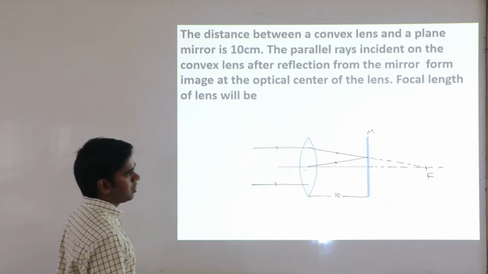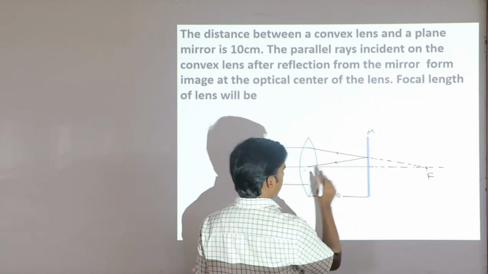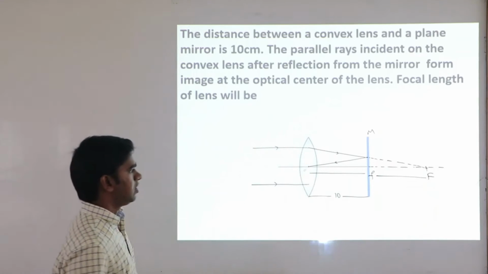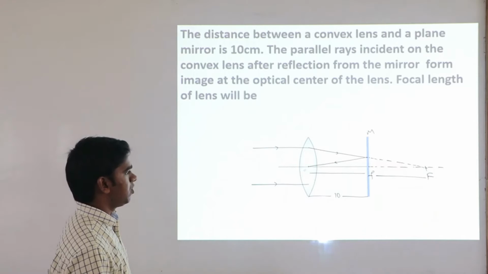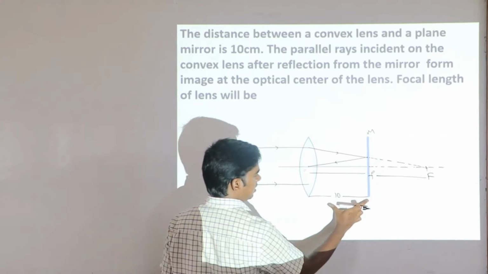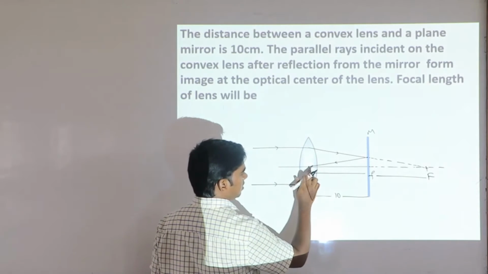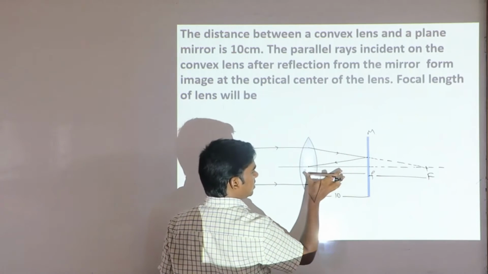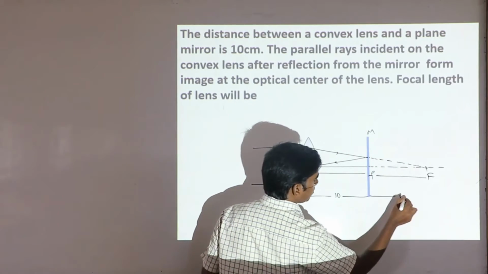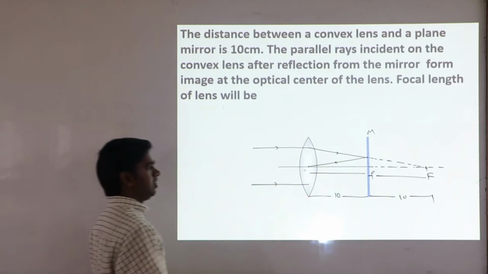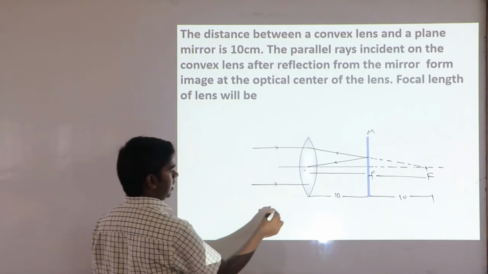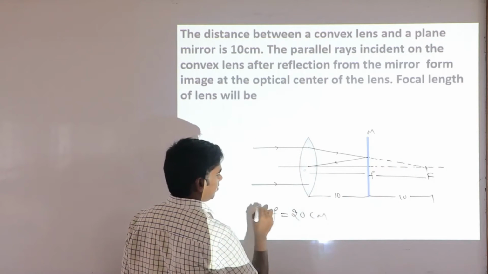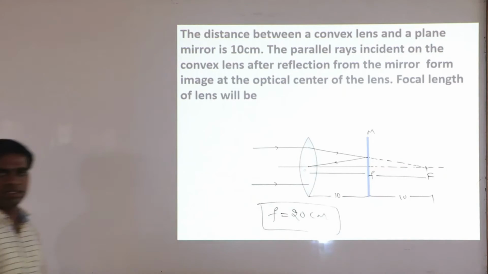Now they are asking the focal length. This total, from here to here, is going to be the focal length. Now you can easily get it. From here to here it is 10. This is the image, and for this image, this is going to be the object. For a plane mirror, object distance equals image distance. So here also it is 10. So the focal length is 10 plus 10, 20 centimeter. This is going to be your answer.